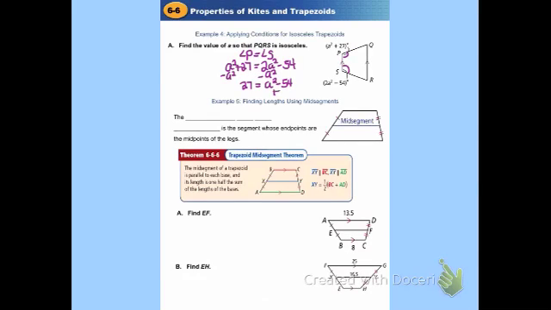So I'm going to add 54 to both sides, and that makes 27 plus 54. That's equal to 81. So A squared is equal to 81.